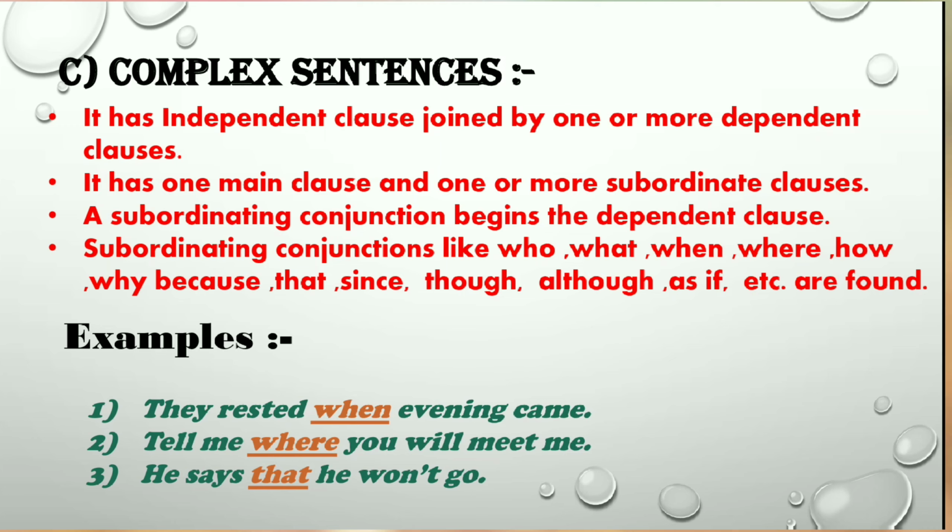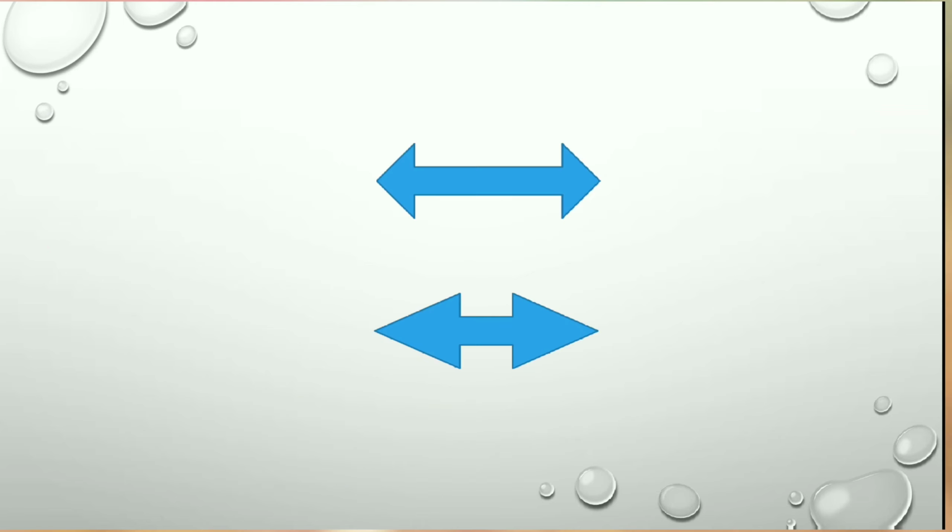Tell me where you will meet me. Tell me is the independent clause. Where you will meet me is the dependent clause. It has no total meaning. It is dependent on the main clause, tell me. Now the last example, he says that he won't go. He says is the independent clause, that he won't go is the dependent clause. In these three examples, when, where, that are subordinating conjunctions. Now this is all about simple, compound and complex sentences.